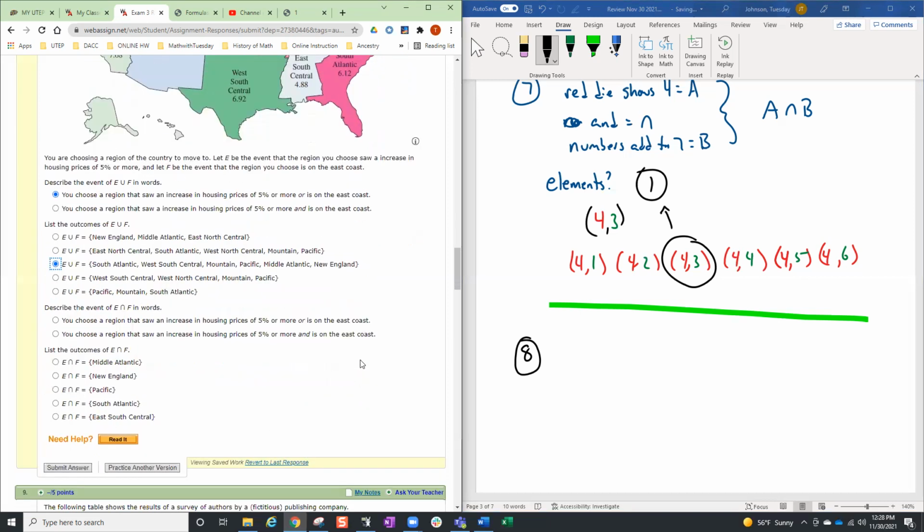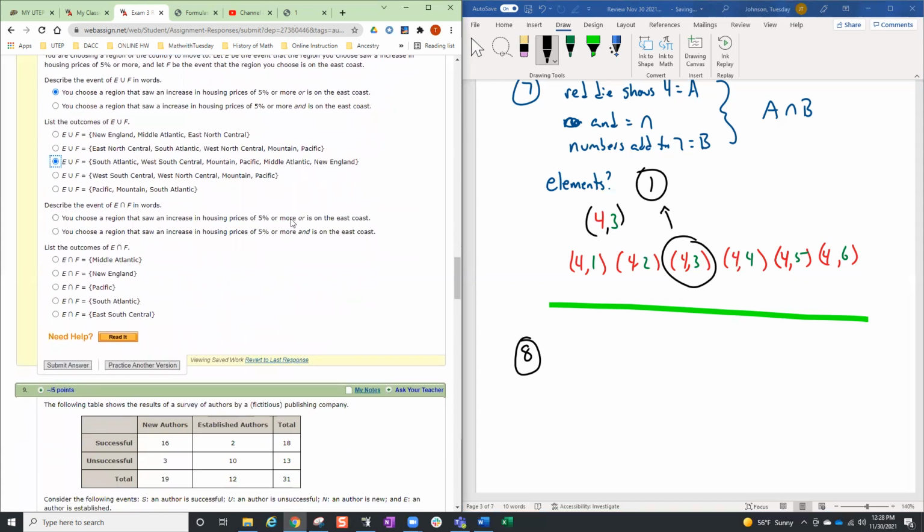And list the outcomes. So it's the same thing looking at union versus looking at intersection. And the key is, remember, union is or, intersection is always and. It's a joining.